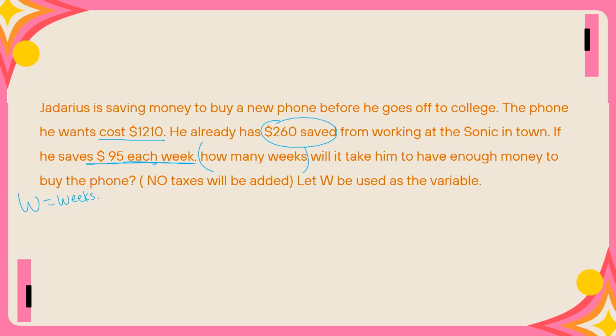So let's go ahead and write this. I know that whatever I put as my equation, it's going to equal $1,210. Now, what do I put to get that 1,210? I take how much he has saved, which is $260, plus $95 each week. So now I'm simply solving, or isolating my variable. The first thing I'm going to do is move everything using opposite operations.